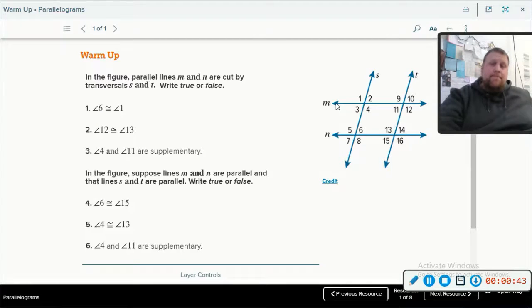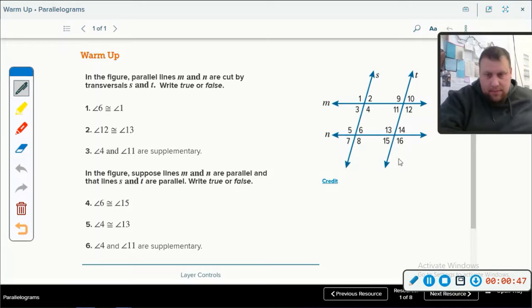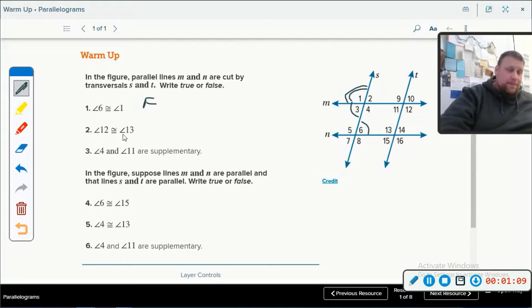Angle 6. Is that congruent to angle 1? Well, angle 6 is congruent to angle 3. And angle 3 is supplementary to angle 1, so no, that's false. That means angle 6 would be supplementary to angle 1, but not congruent to it.